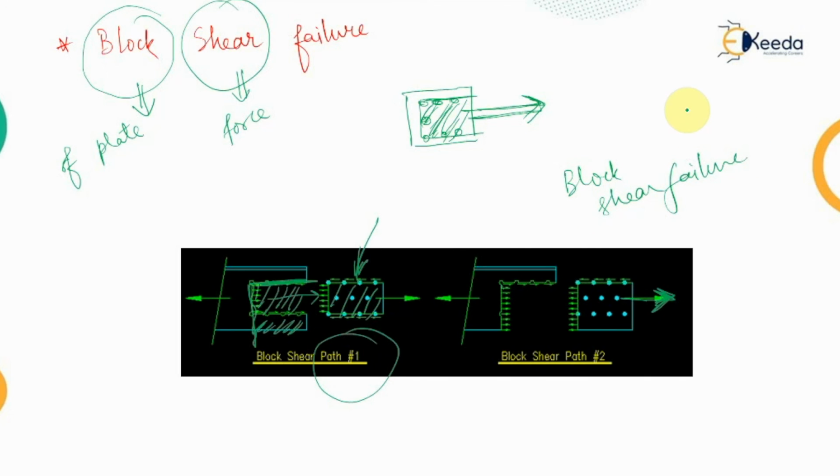So this completes both types of joints and the different failures which occur in the case of bolted joints. In the next video, we will look at the design of the ordinary type of bolts, and after that we will see a problem based upon that and how we design the bolted connection.